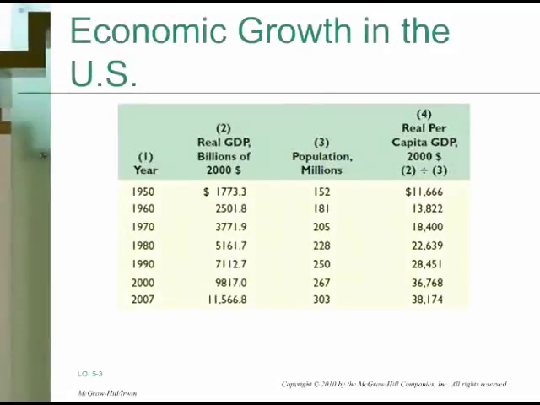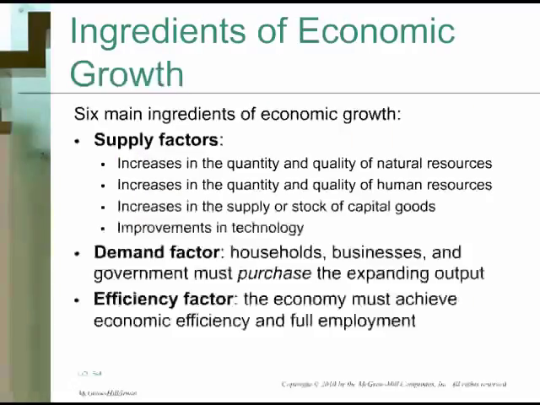This table presents economic growth in the U.S. since 1950. In 1950, real GDP per capita, measured in year 2000 dollars, that is, year 2000 is a base year, was $11,666. This number more than tripled by 2000 to become $36,769. As of 2007, it was $38,174.